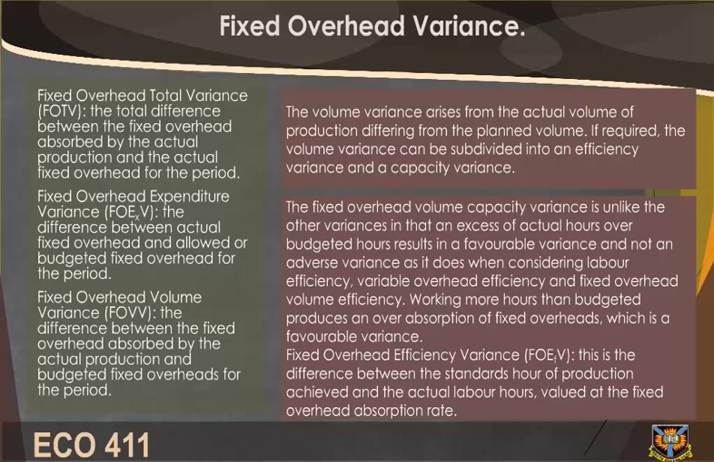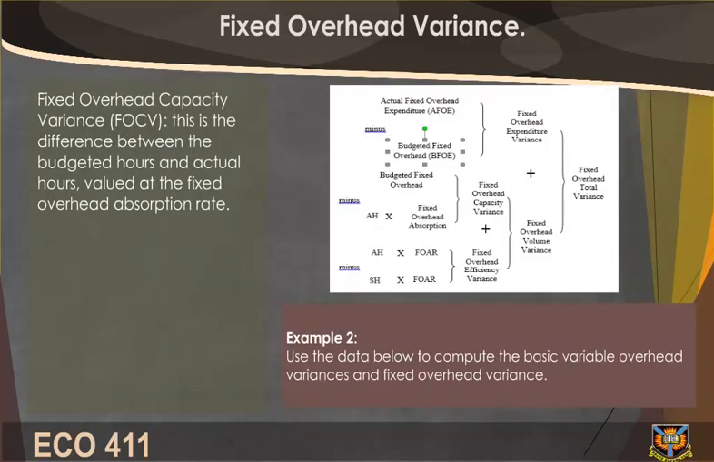Fixed overhead efficiency variance. This is the difference between the standard hour of production achieved and the actual labor hours valued at the fixed overhead absorption rate. Fixed overhead capacity variance. This is the difference between budgeted hours and actual hours valued at the fixed overhead absorption rate. Example 2. Use the data below to compute the basic variable overhead variances and fixed overhead variance.